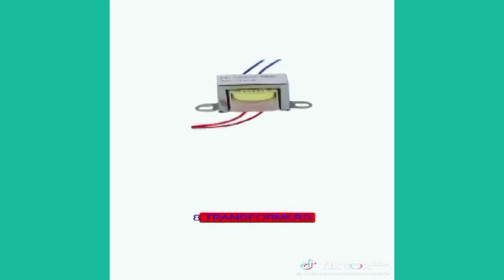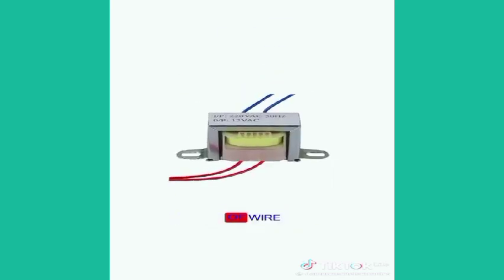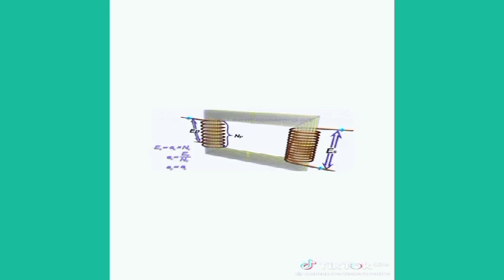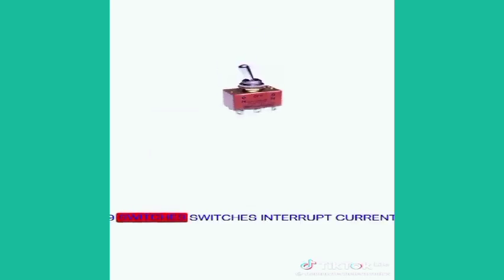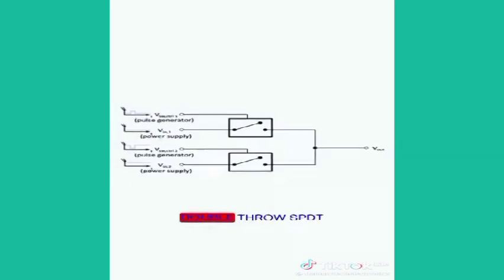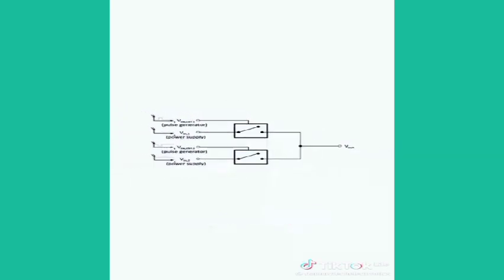8. Transformers. Built with two coils of wire, transformers are commonly used to step up or step down power. 9. Switches. Switches interrupt current. The four types of switches are single pole, single throw, SPST; single pole, double throw, SPDT; double pole, single throw, DPST; and double pole, double throw, DPDT.